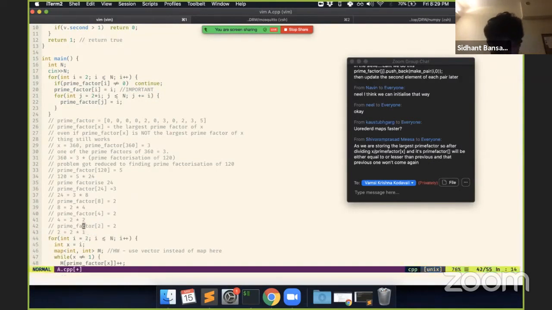So now you can just backtrace this. 8 can be written as 2 into 2 into 2. 24 can be written as 3 into 2 into 2 into 2. And yeah, this got complicated pretty fast.